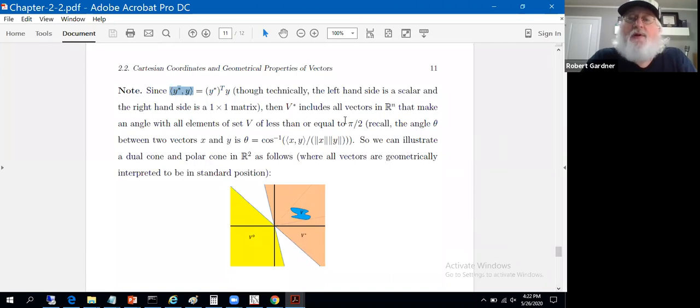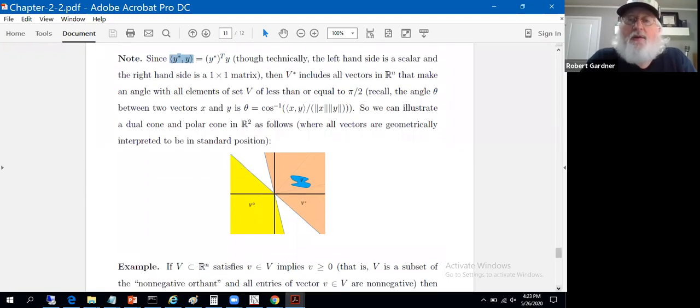So V star includes all vectors in Rn that make an angle with elements of set V of less than or equal to pi halves. When do you have inner products positive? When the angle between those vectors is at most pi halves, between 0 and pi halves. What's up with the negative? Is that greater than pi halves? We'll find the polar cone by taking the dual cone and just multiplying by negative.